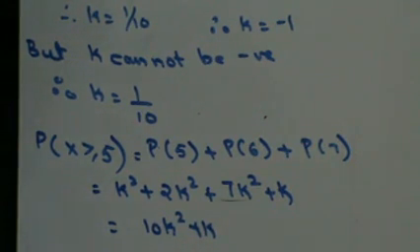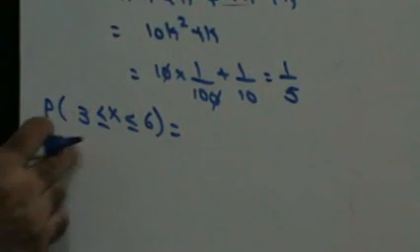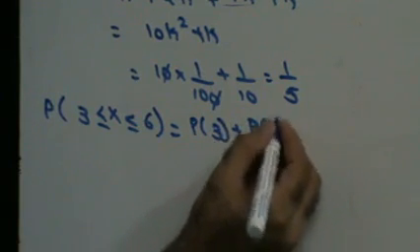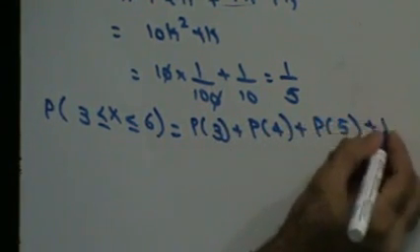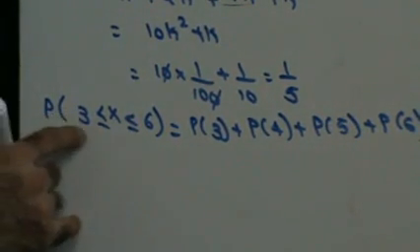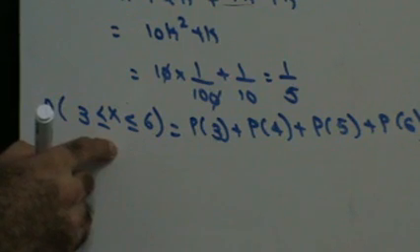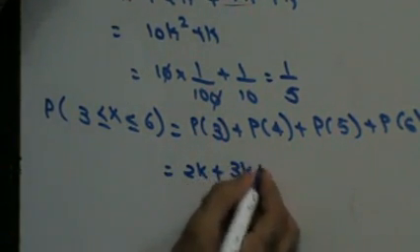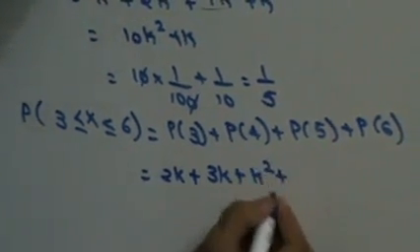Next, if they ask you probability of x greater than 3 and less than 6, you have to find out probability of x greater than 3 and less than 6. That will be probability of 4 plus probability of 5, right? I want numbers greater than 3 and less than 6. Now probability of 4 is 3k and probability of 5 is k square.